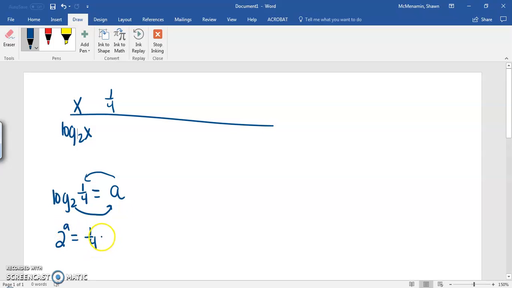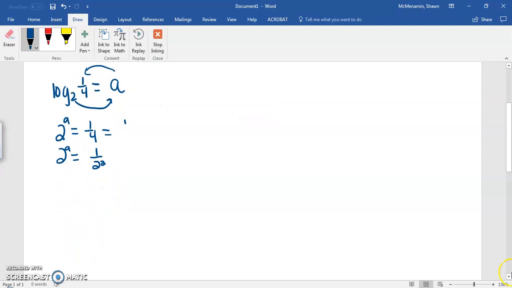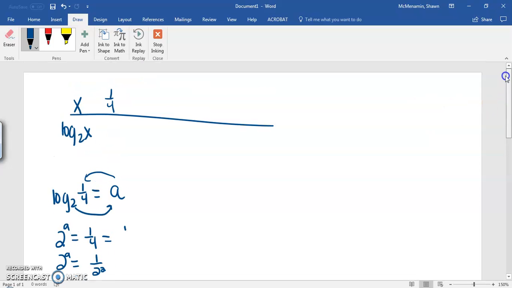And then 1/4 is the same thing as 2 to the a equals 1 over 2 squared. 2 squared is 4. And then since it's in the denominator, this becomes 2 to the a equals 2 to the negative 2, right? The denominator makes it become a negative exponent. And so then you get a equals negative 2. So that's going to be our first one, negative 2.